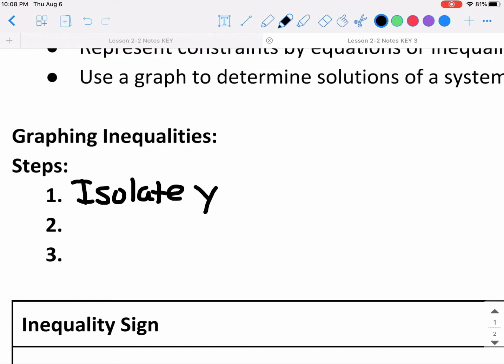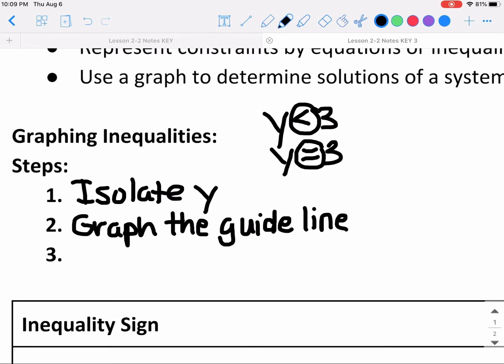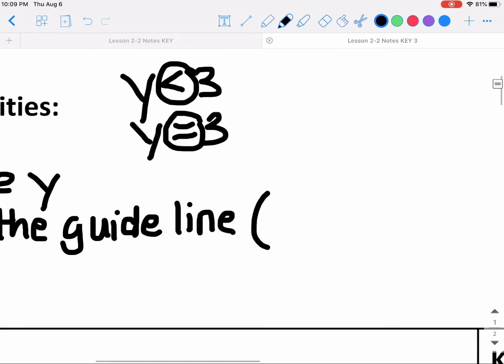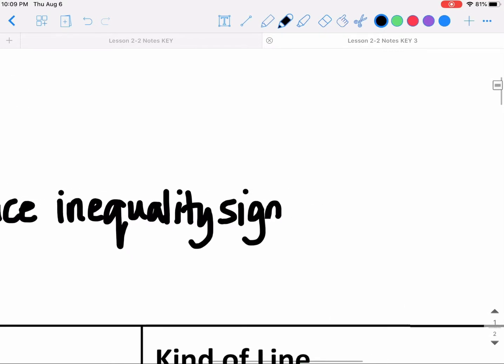The second step is to graph the guideline. The guideline is just going to be whatever the inequality is. So let's say we had y is less than 3. The guideline would be y is equal to 3. I'm just going to replace the less than sign, or whatever inequality sign I have, with an equal sign, and that's going to be my guideline. So just replace the inequality sign with an equal sign.